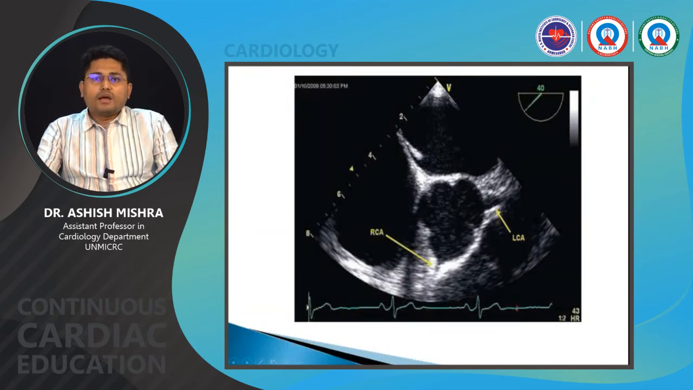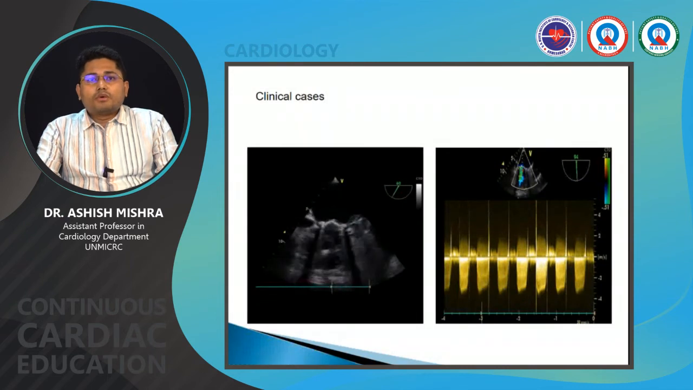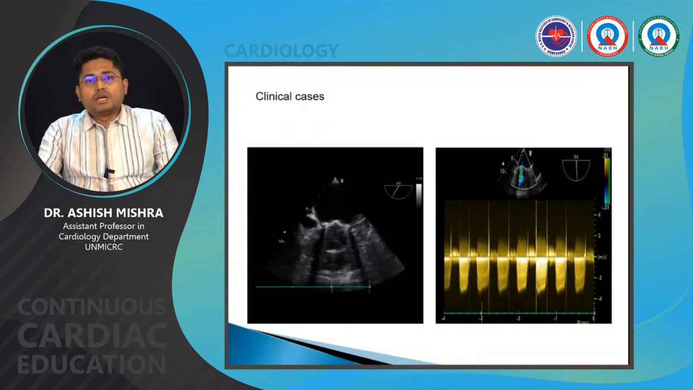Now moving further, in the short axis view at the aortic level, by slight withdrawal of the probe, we can also highlight the proximal coronaries, particularly the left main and the right coronary. These are some of the images from our clinical cases done in the recent past.